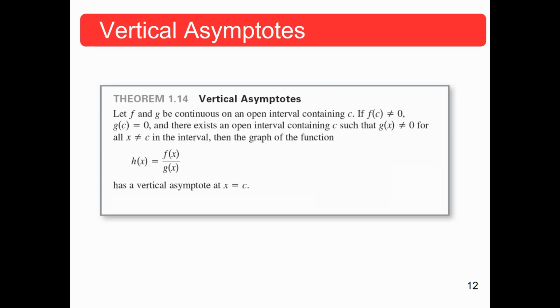Does that make sense? All I'm saying is if g of c equals 0, so that means that c makes the denominator go to 0, but f of c is not 0, so c does not make the top go to 0, then there is some open interval that has c in it such that g of x is not equal to 0 for all of the x's not equal to c. So as long as x's don't equal c, that function doesn't equal 0. It only equals 0 when x equals c.